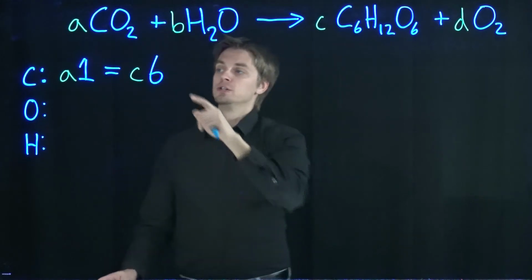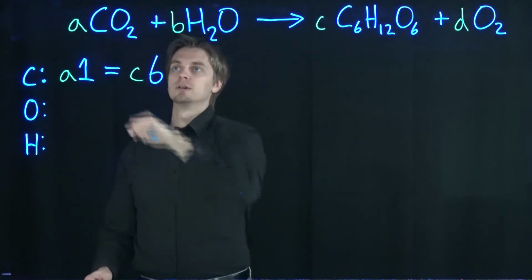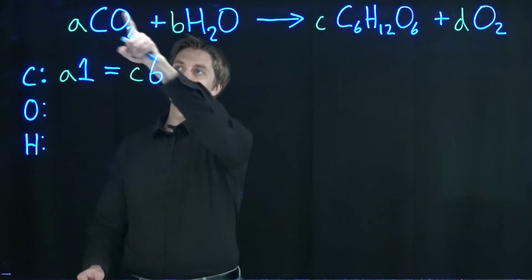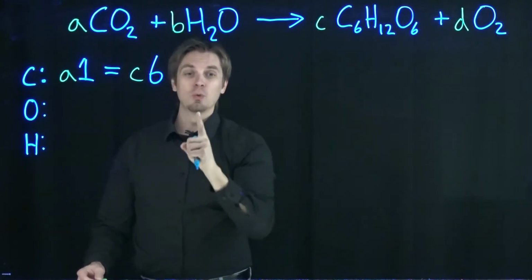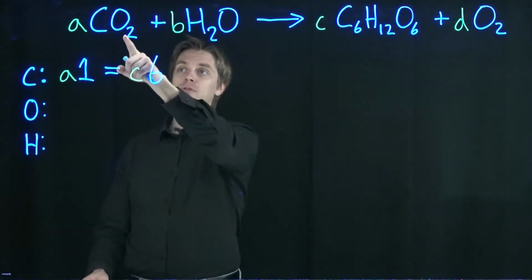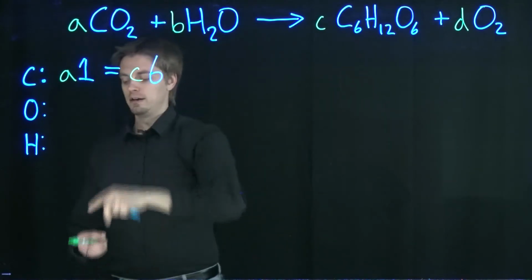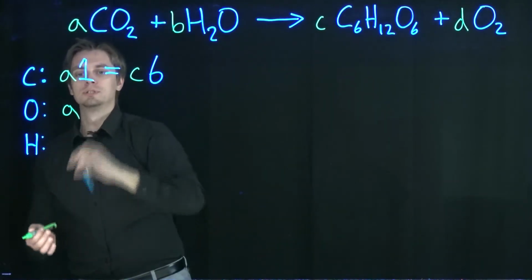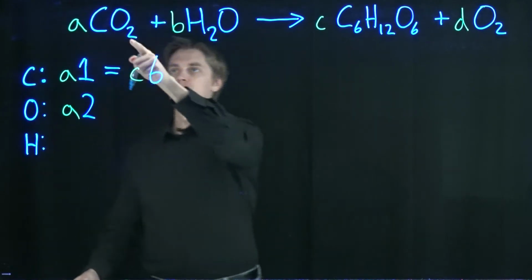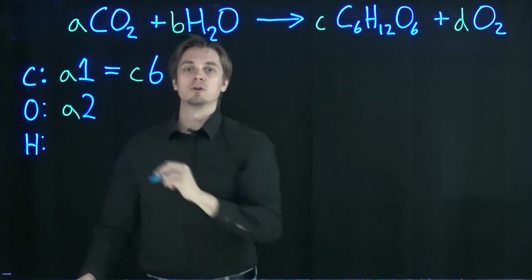So we're going to go ahead and do the same thing now for the other 2 atom types. So our next atom type listed here is oxygen. We can see for every 1 CO2 molecule we have, we're going to have 2 oxygen atoms. So we are going to have A times 2 oxygen atoms contributed from this first term.